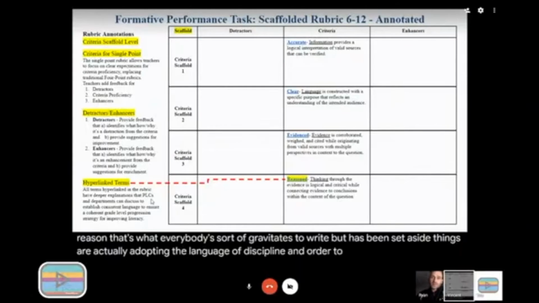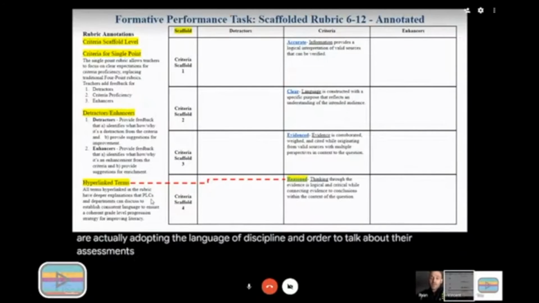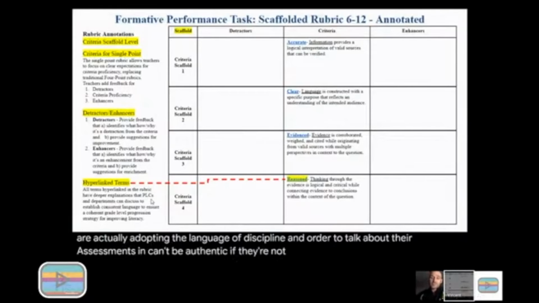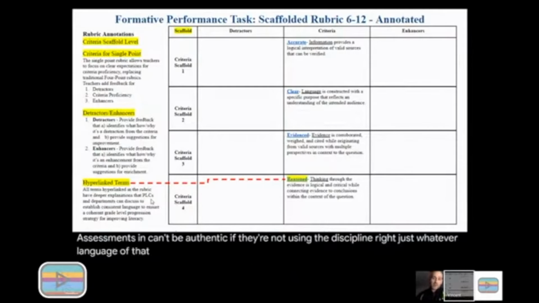The last two, evidence and reason, that's what everybody sort of gravitates to, right? But as Vincent has already said, how are we making sure that students are actually adopting the language of the discipline in order to talk about their assessments? It can't be authentic if they're not using the disciplinary language of that subject matter, right?